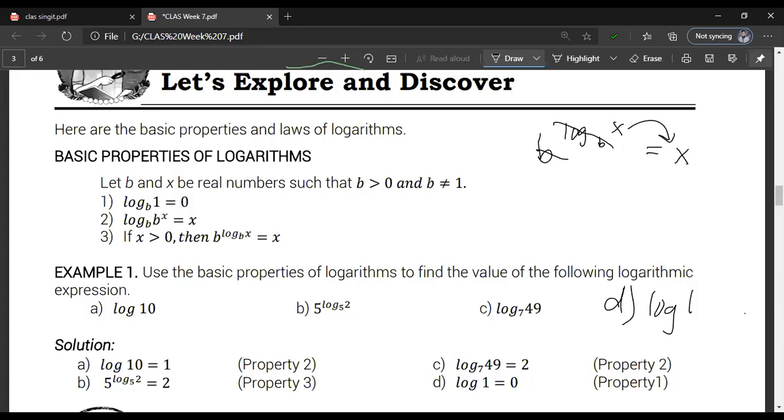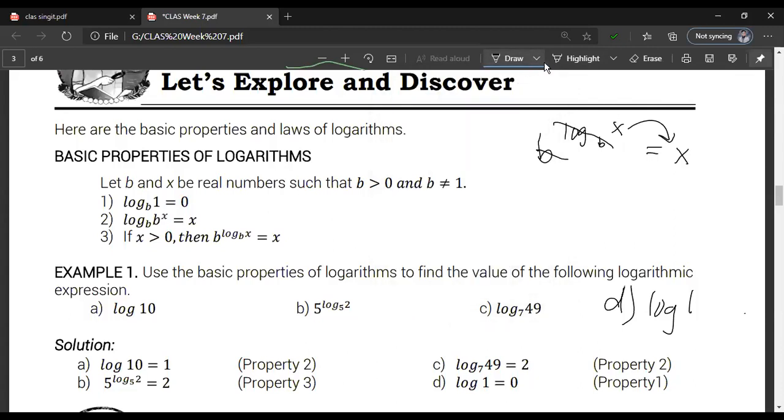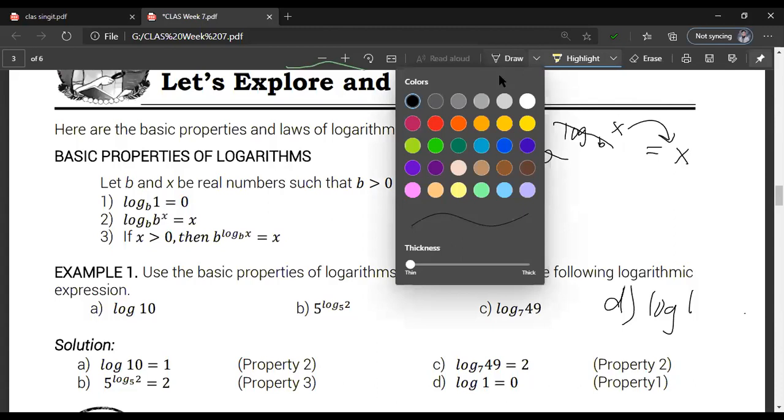Now, mayroon na tayong properties. I-apply natin yung mga properties kasi maaaring magamit natin siya sa ating solving inequalities and equations of logarithm. So, ayun.